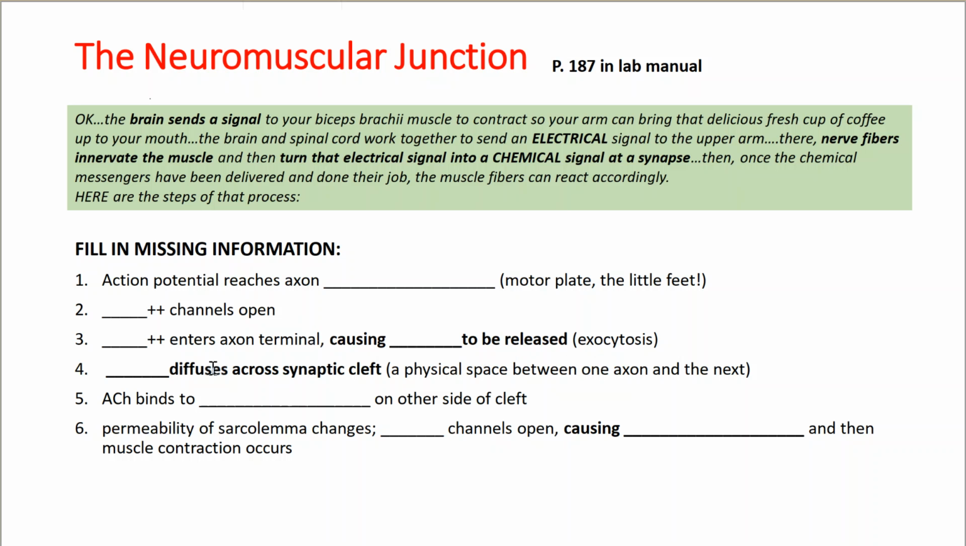That stuff that is released, there's a particular neurotransmitter that gets released there that diffuses across your synaptic cleft, and it binds to something on the other side. So know what that is on the other side. And then once that binding occurs, permeability of the sarcolemma, so that's the membrane of the muscle, changes. And then something channels open. So now we're done with the neurotransmitter stuff.